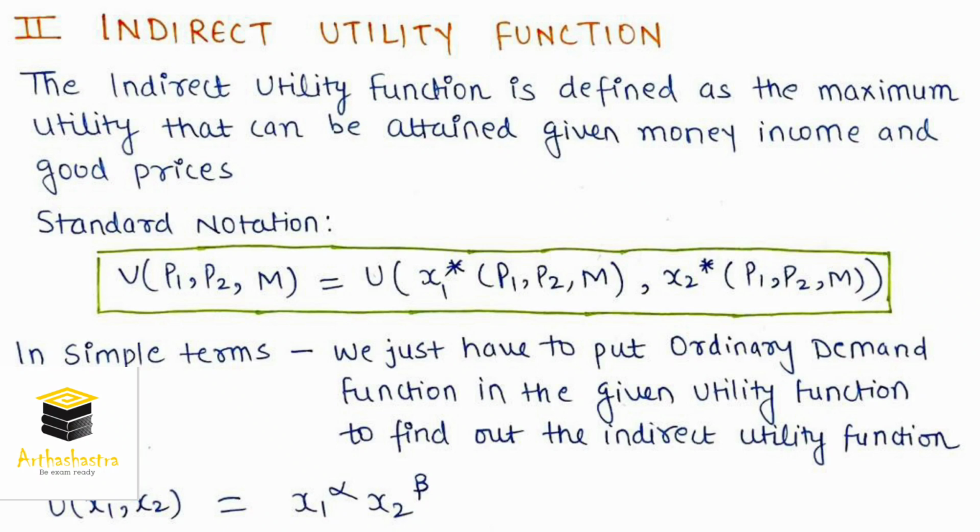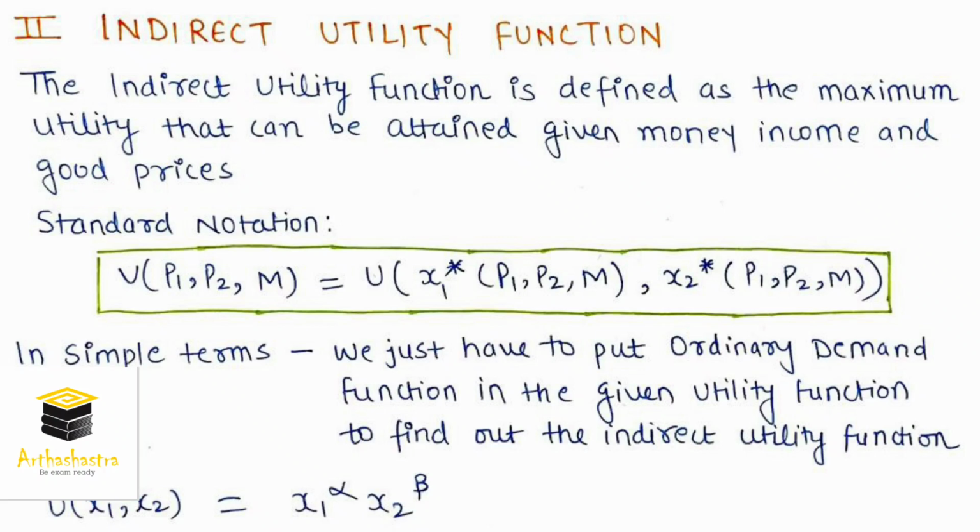So it stands for V, a function of P1, P2, M. Here V is a notation which we use for indirect utility function. Remember, we use the alphabet U for utility function and alphabet V for indirect utility function. So a function of U, x1 star, a function of p1 p2 m, x2 star, a function of p1 p2 m.